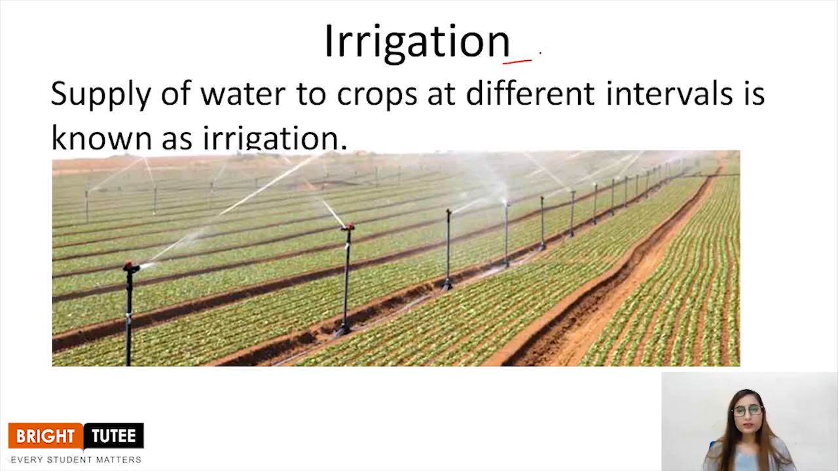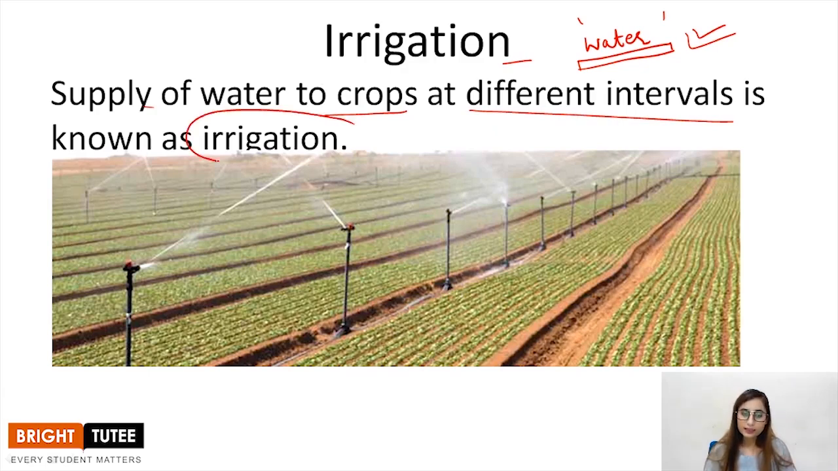Irrigation. Students, for anything to grow, water is an essential component. Life is not possible without water. We require water to drink, right? Without water we cannot survive. It goes similarly for plants as well. For plant growth also we require water in ample amount, right? So the supply of water to crops at different intervals is known as irrigation.